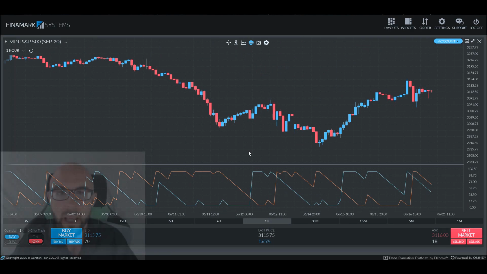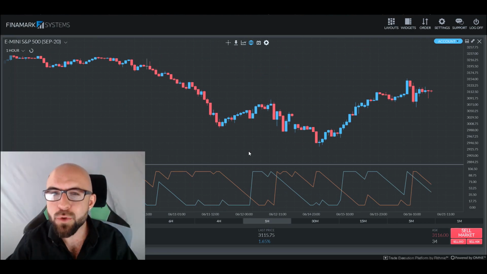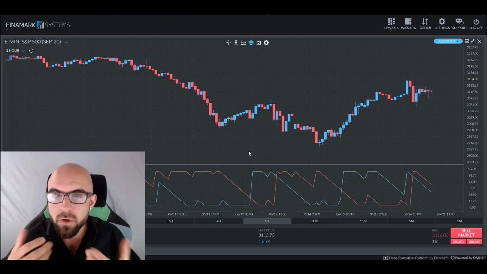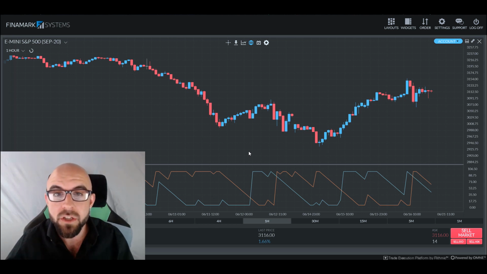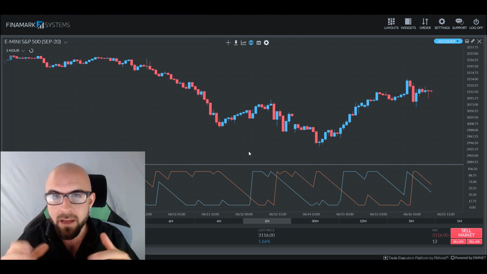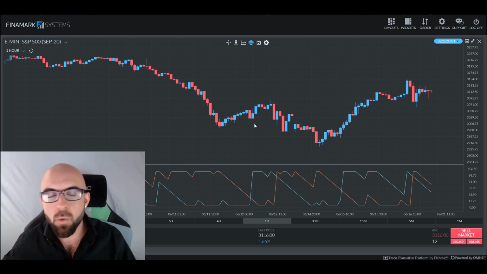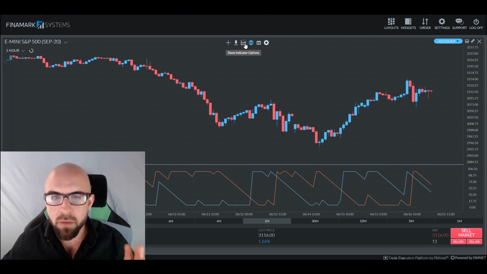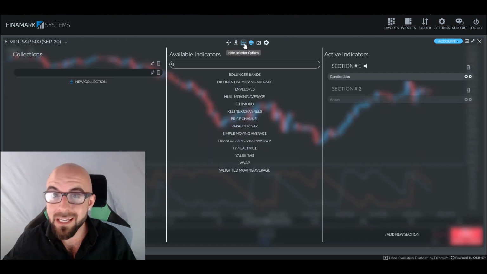As promised, let's take a look at how to navigate to the settings of the Aroon indicator. That way, if you're not a fan of the orange or blue lines that are default on the Finamark platform, you can change them for yourself as well, or perhaps even change the period from the default 14 period portion that the Aroon is measuring. So if we want to do that, we're going to assume that the indicator is already applied because we showed you how to do that at the beginning of the video.